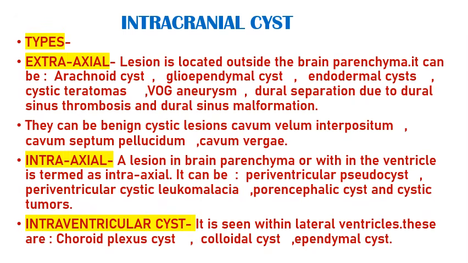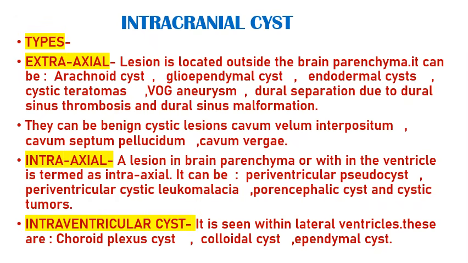There are many types. It is extraaxial when the lesion is located outside the brain parenchyma. It can be arachnoid cyst, glioependymal cyst, endodermal cyst, cystic teratoma, vein of Galen aneurysm, dural separation due to dural sinus thrombosis, and dural sinus malformations. They can be benign cystic lesions like cavum velum interpositum, cavum septum pellucidum, and cavum vergae.